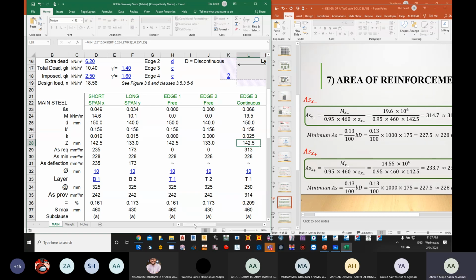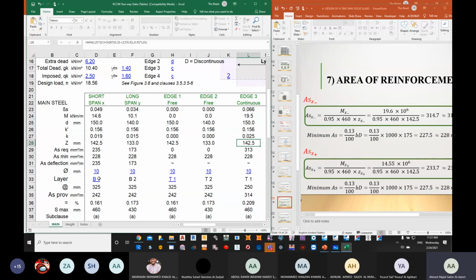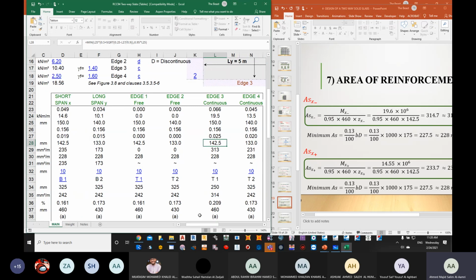Last thing to explain, you can see here, layer. We have B1, B2. This is very important for you to understand. We have B1, B2, T1, T2. B is referring to bottom. T is referring to top. So we said for the span, the bending moment goes down. If the bending moment goes down, it means the reinforcement is down. At the support, the bending moment goes negative. So negative is up, the reinforcement goes up.